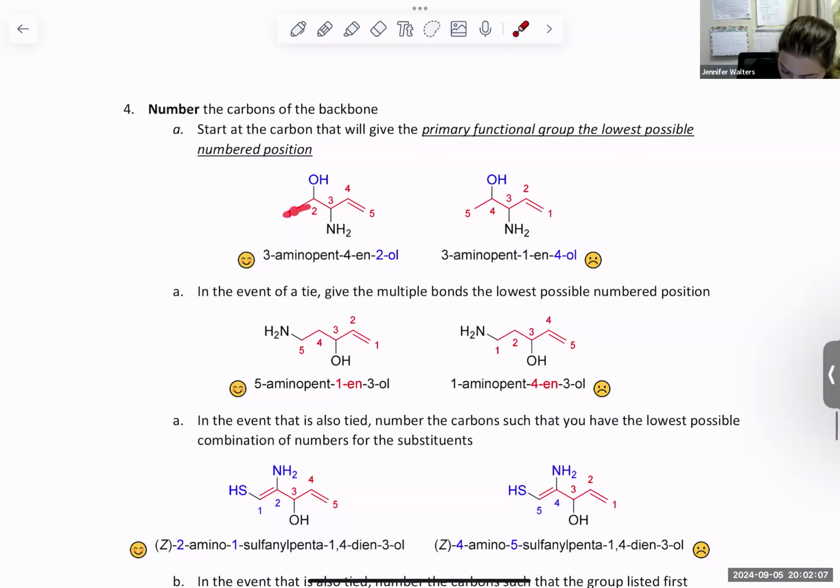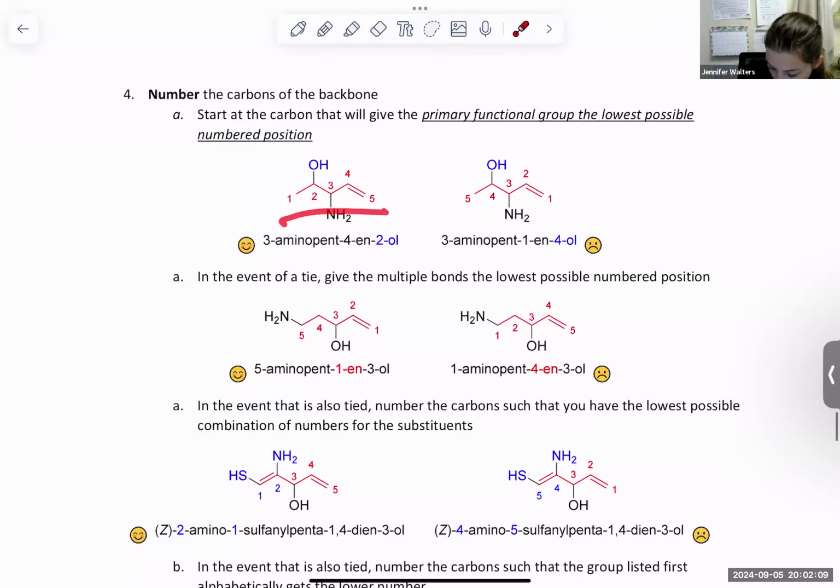So here I can number this left to right or right to left. Looking at the primary functional group, that is the alcohol, 2 is less than 4. So I'm going to name it where the alcohol has the 2 and everything else gets numbers based off of that. The primary functional group gets to decide first. If you don't have a primary functional group, or if there is a tie, then you get the smallest combination of numbers. So you then base it off of that combination of numbers.